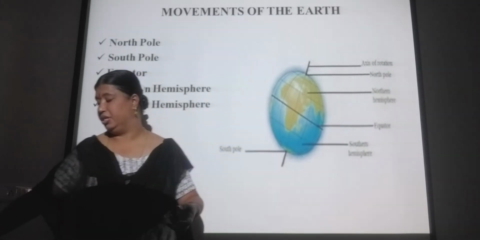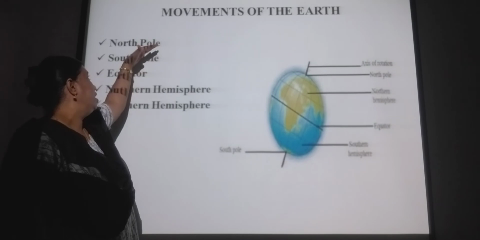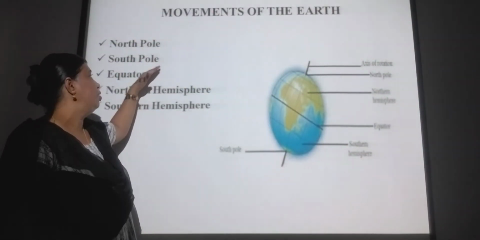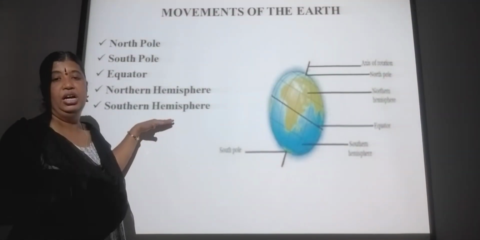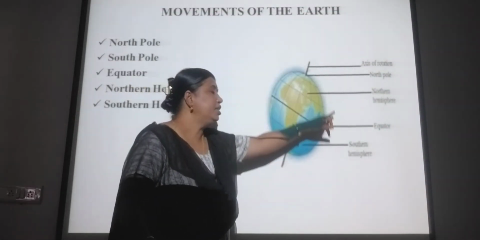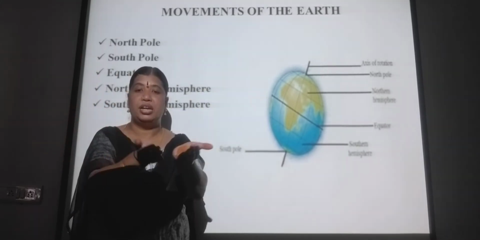Now, let's look into it. Have you understood till here, children? Yes. What do you mean by a north pole? What is a south pole? What is an equator, northern hemisphere and southern hemisphere? A quick recap. Earth is spherical in shape. It is round. Spherical means round.